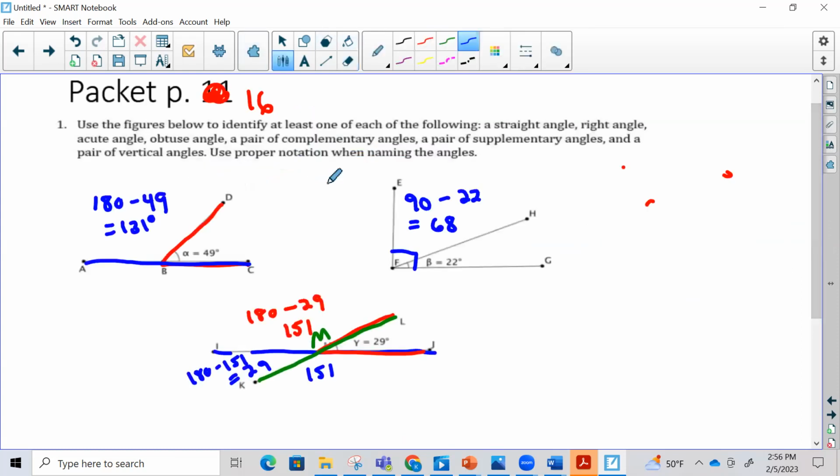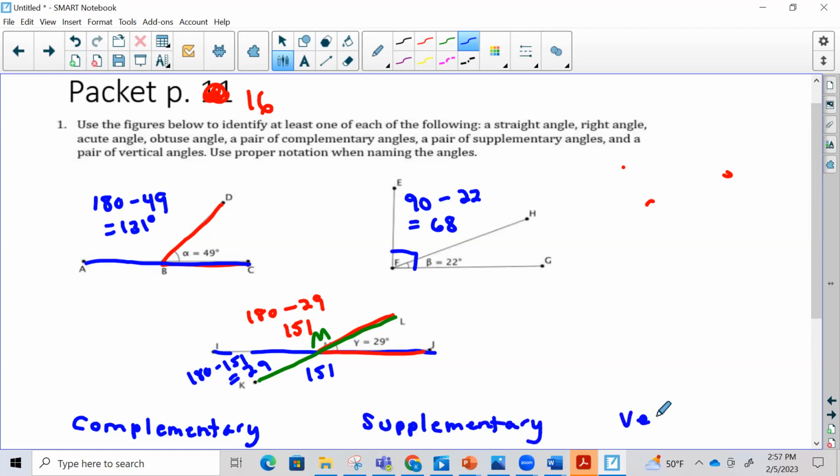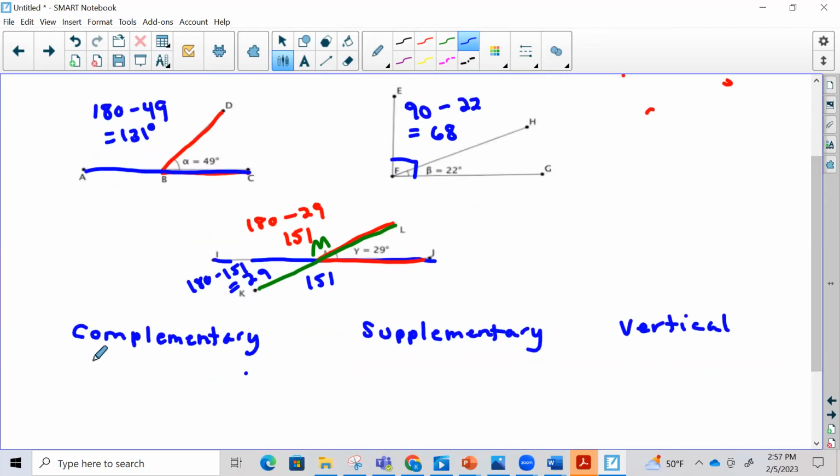Okay, so then we're going to look at our angle pairs. So we have complementary. We have supplementary. And we have vertical. So for all of these, it's a pair. So we have to be naming two angles together.